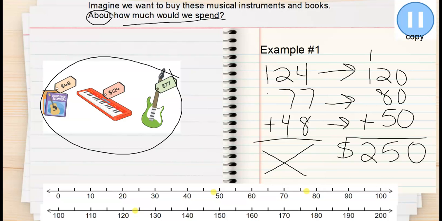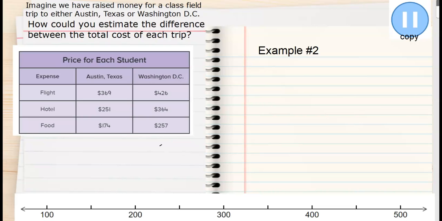Go ahead and pause the video to copy that example in your journal now for future reference. Okay, now let's solve the problem together. It says, imagine we have raised money for a class field trip to either Austin, Texas or Washington, D.C. It says, how could you estimate the difference between the total cost of each trip?